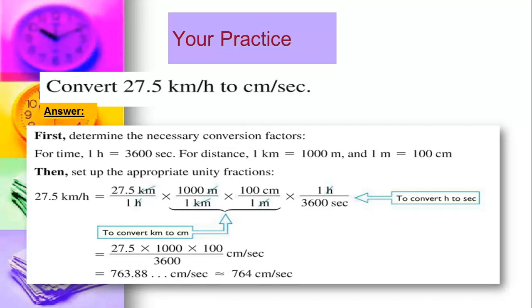Bakit 3,600 seconds? Kasi in every hour we have 60 minutes. So 60 minutes times, in every minute we have 60 seconds. So 60 times 60 is 3,600. Okay, and yan, tingnan nyo na lang, and then yung na-cancel na mga units, and then i-multiply nyo yan, 27.5 times 1,000 times 100 divided by 3,600.